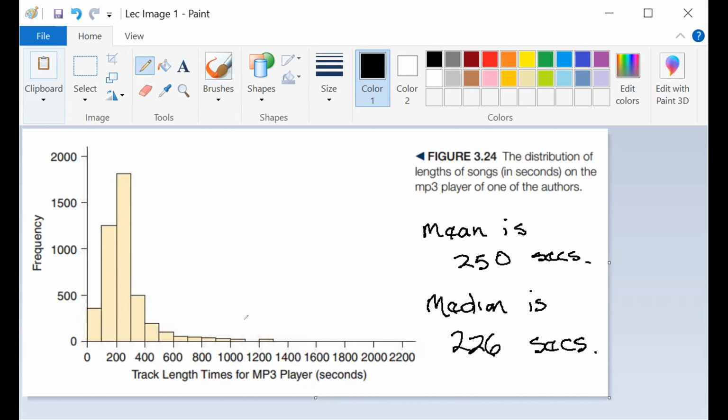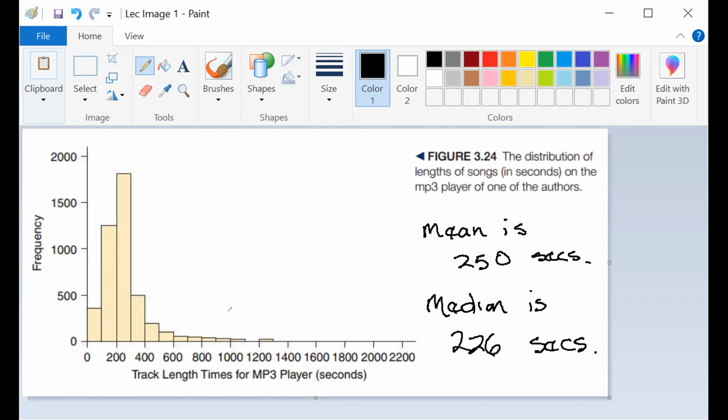But when you're finding the balancing point, and you have one or two observations that are far to the right of the rest, the rest are all down here, looks like between 0 and 400 seconds. That's where most of the observations are. These are quite far to the right. To get the balancing point, that pulls the mean to the right. It's got to move it in this direction so that the balance is offset. You have to have more stuff to the left to offset how far this is to the right.